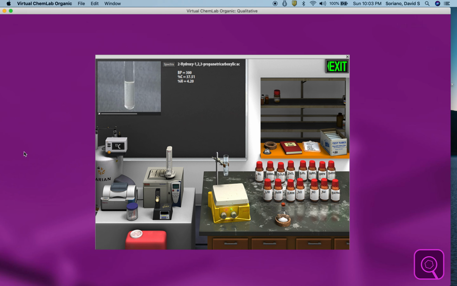See it stirring. Clear homogeneous solution. I'll get rid of that. Let me take another sample. Let's try potassium permanganate. Let it stir. Nothing happening, which is what I would expect.